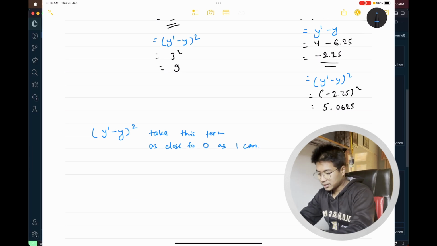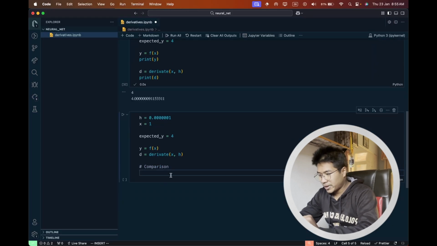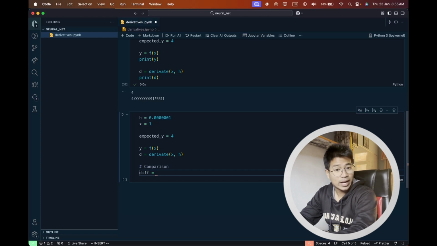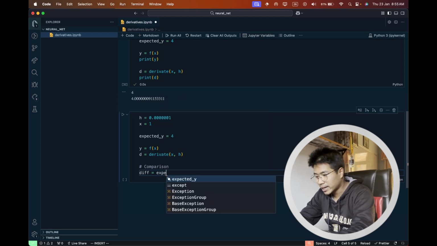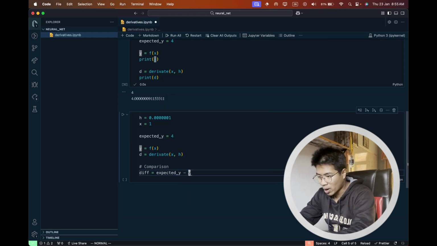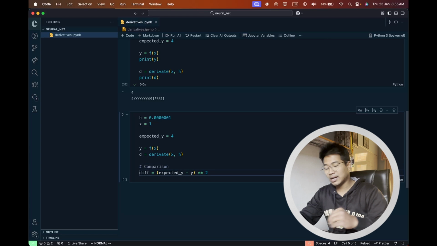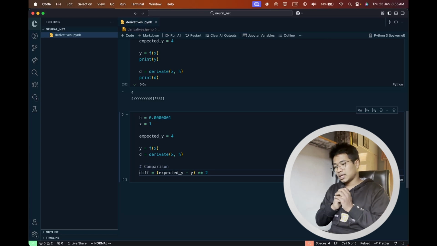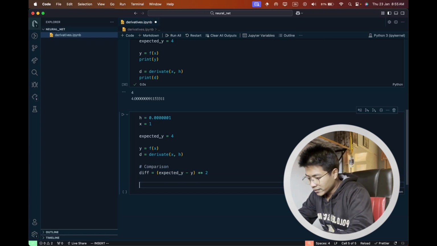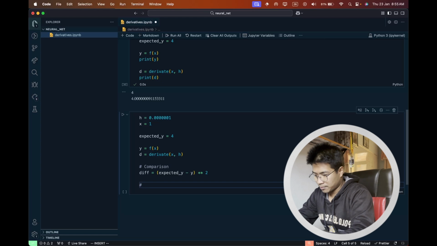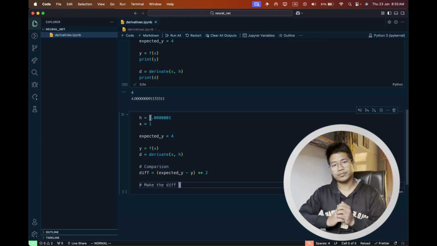Okay, so let's do that now. Comparison. Comparison is my difference. So my difference is y dash minus y. Y dash was my expected y. So expected y minus y. And I would like to square these. Okay. I'd like to square that difference. And now over here, what I would want to do is make the difference 0.